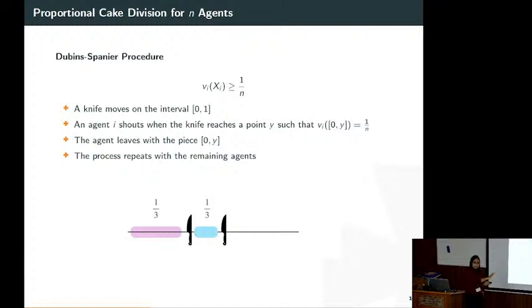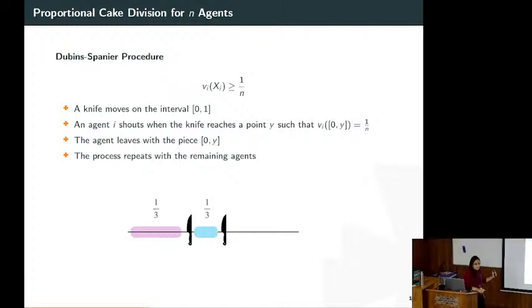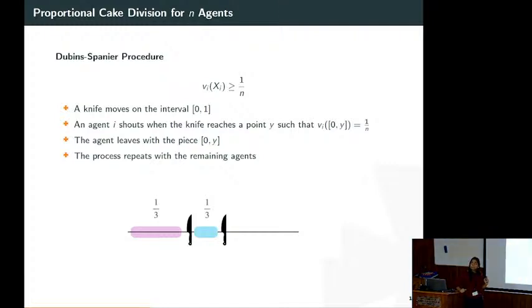So in general, how many queries will suffice to get a proportional division? Can we have a guess? Exactly. In the first round, I go to all n agents and ask what is your value y. In the second round, I ask all the n minus 1 agents, and so on. So at most n squared queries are enough to get a proportional division of cake. That makes sense, right?